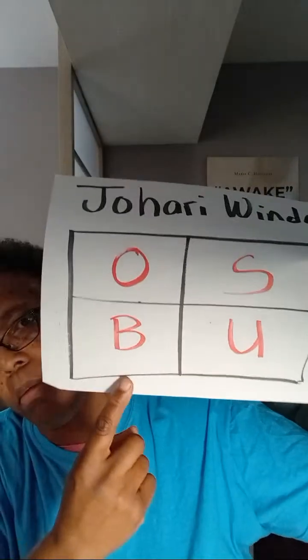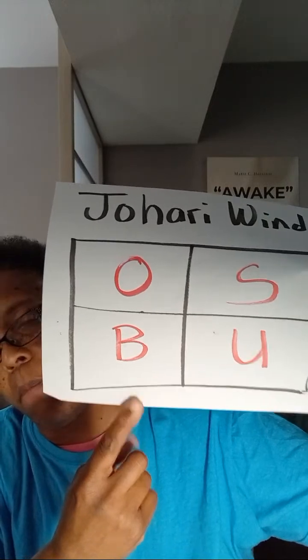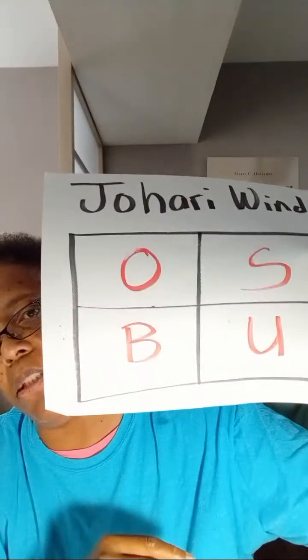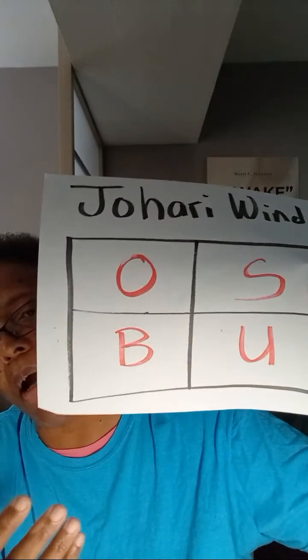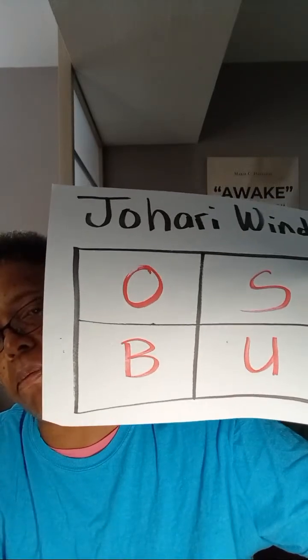And then we have the B area of the Johari window. The B area is the blind area of the Johari window. The blind area is information I do not know about myself, but others know. That's why they call it blind. If I were to ask for some examples of what can qualify to go in the blind area, that's information I do not know about myself, but others know.